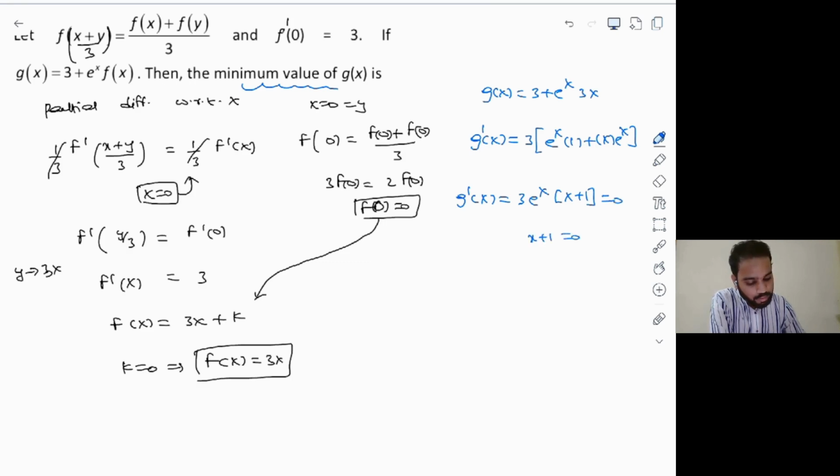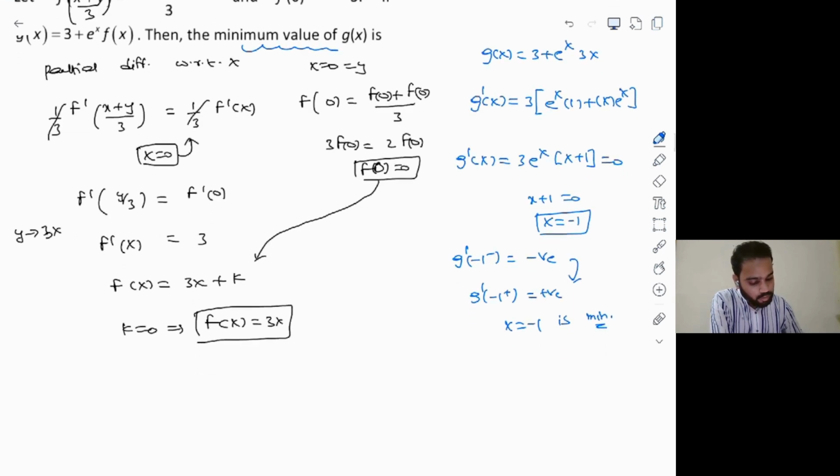You get x plus 1 is equal to 0, which means x is equal to minus 1 is a critical point, right? And also we know that definitely this is going to be the point of minimum, because you can check with the first derivative test. g dash of minus 1 minus is going to be a negative value, and g dash of minus 1 plus is going to be a positive value. So clearly at minus 1, the sign changes from negative to positive, which means x is equal to minus 1 is the point of minimum.